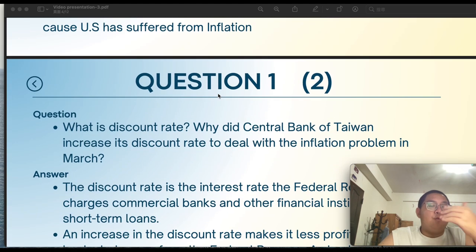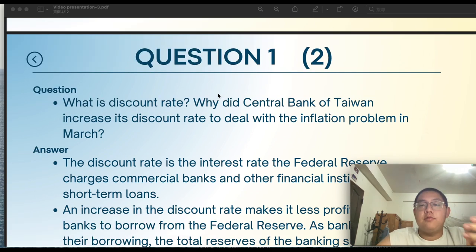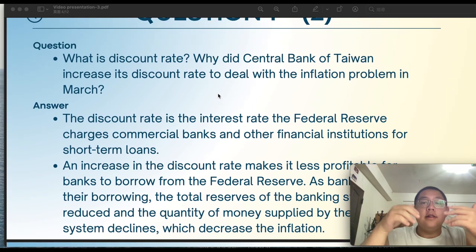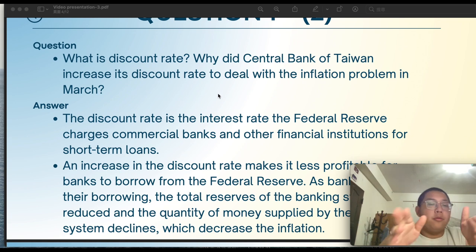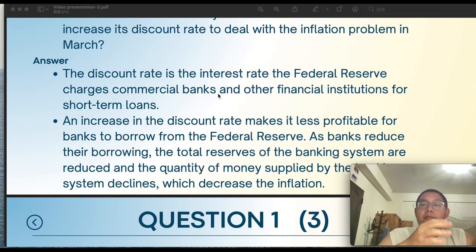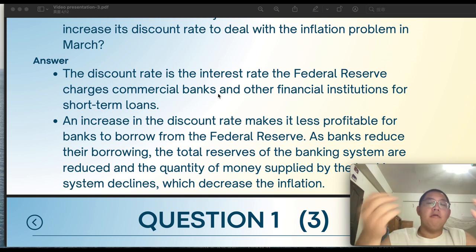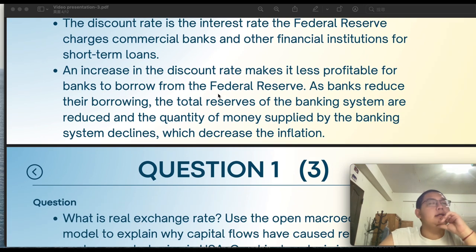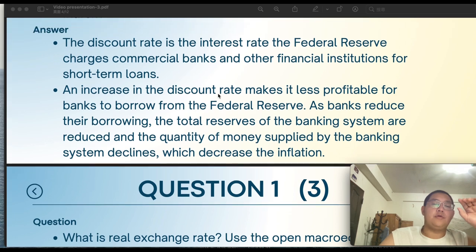The second question is, what is the discount rate, and why did the Central Bank of Taiwan increase its discount rate to deal with the inflation problem in March? The answer is, the discount rate is the interest rate the Federal Reserve charges commercial banks and other financial institutions for short-term loans. So an increase in the discount rate makes it less profitable for banks to borrow from the Federal Reserve. As banks reduce their borrowing, the total reserves of the banking system are reduced, and the money supply by the banking system will decline, which will decrease inflation.